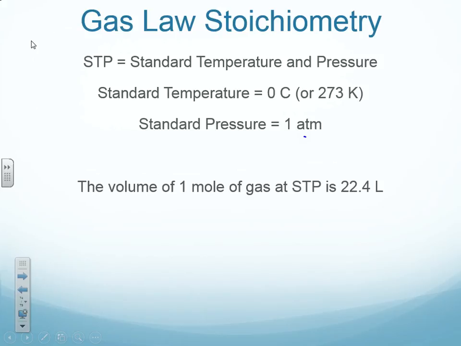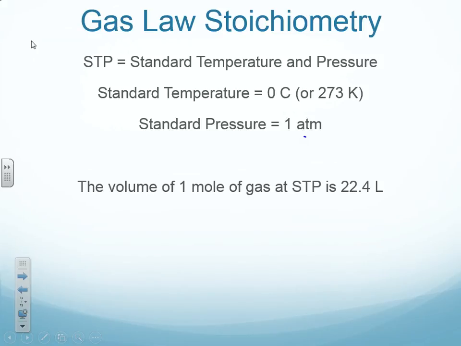Standard temperature is 0 degrees Celsius, or if we're plugging it into any gas law equation, we would need to plug that in as Kelvin, 273 Kelvin. And standard pressure is 1 atmosphere. So if we wanted that to be in millimeters of mercury, it'd be 760. In torr, it'd be 760. If we were doing kilopascals, it'd be 101.325. But we're just going to keep it in atmospheres for right now.